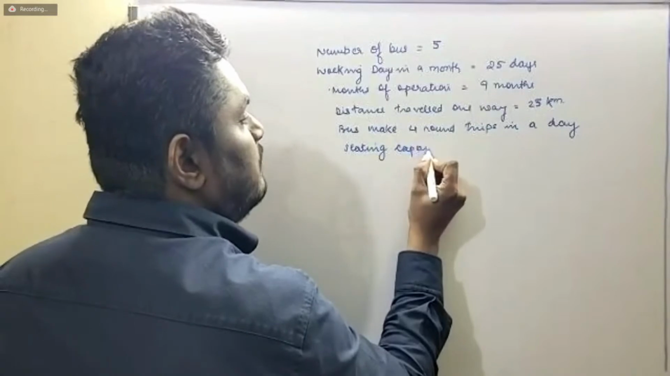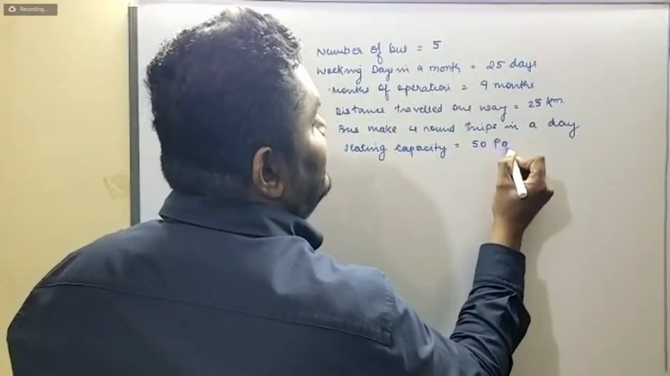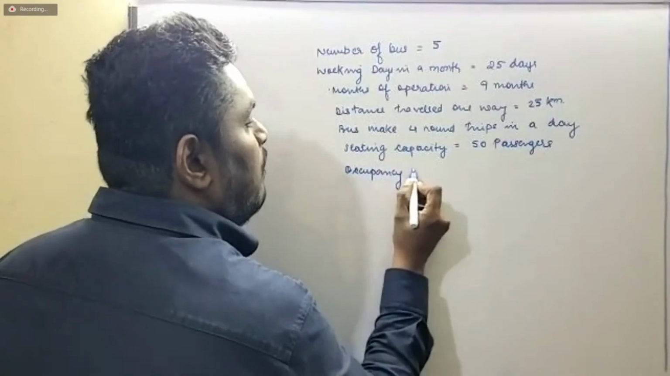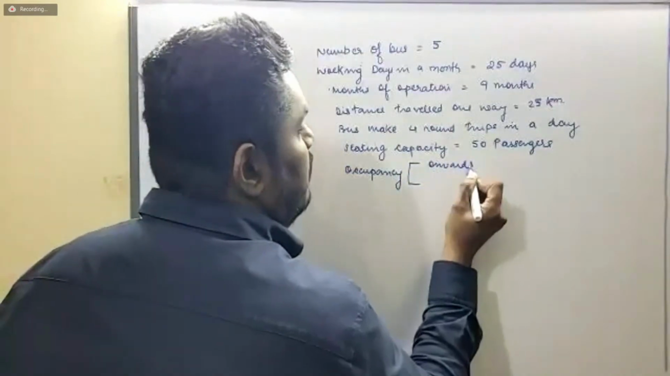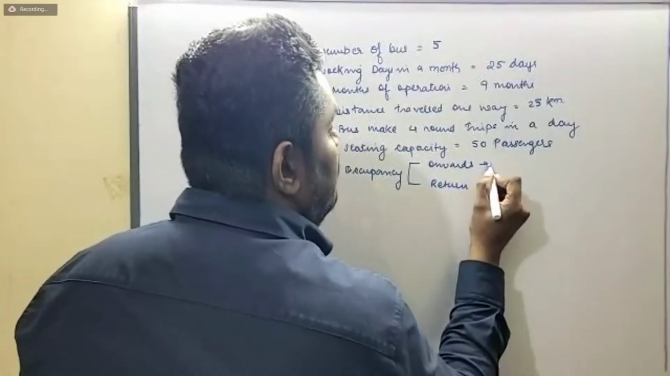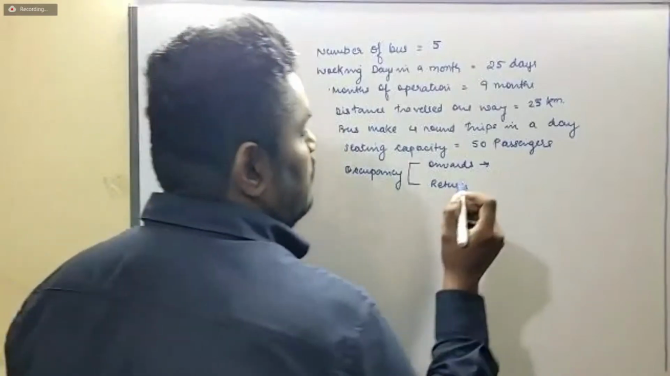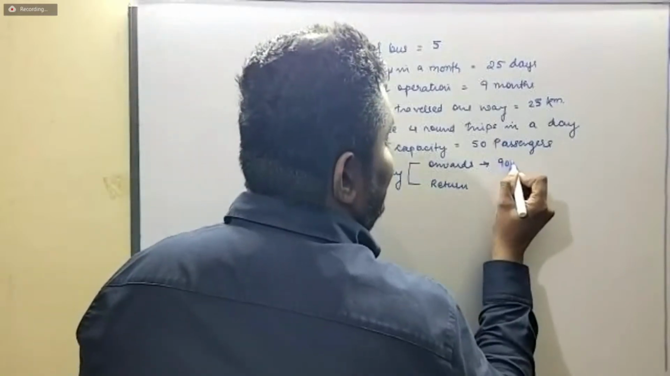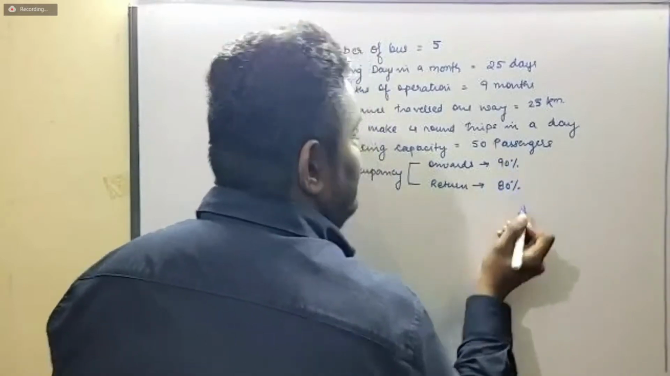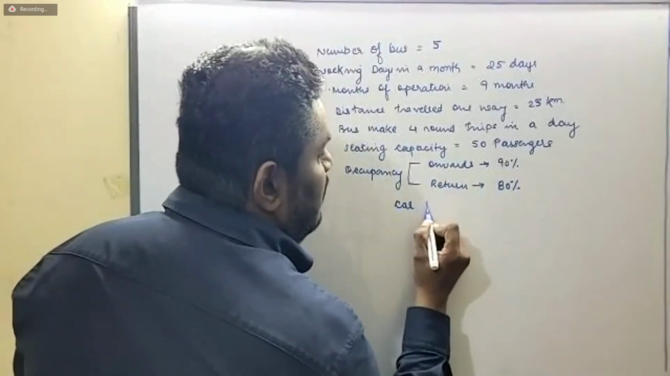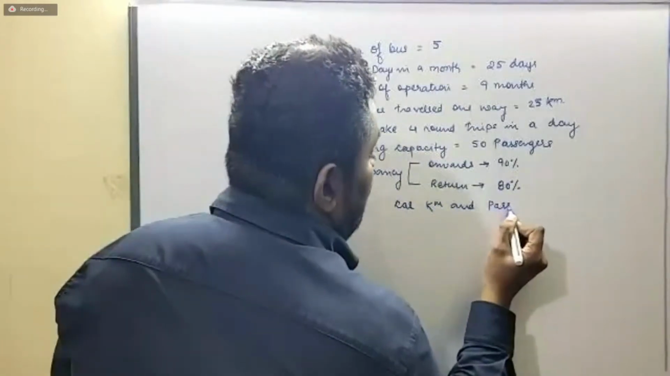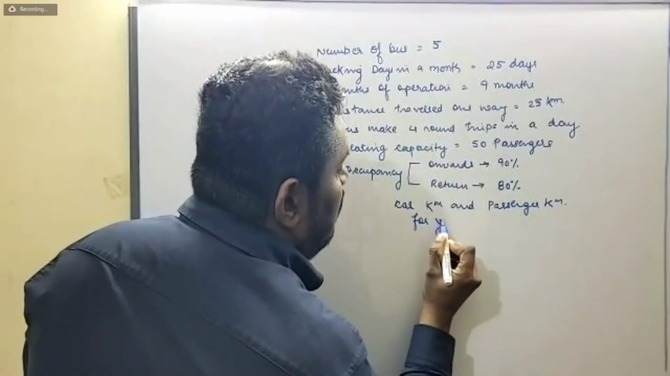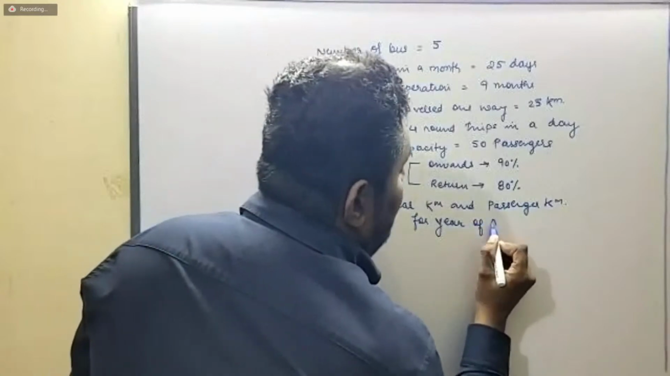Seating capacity of the bus is 50 passengers. Occupancy in onwards journey and in return journey. Onwards journey, the occupancy is 80%, sorry, 90%, and in return journey, the occupancy is only 80%. Calculate kilometers and passenger kilometers for year of all 5 buses.